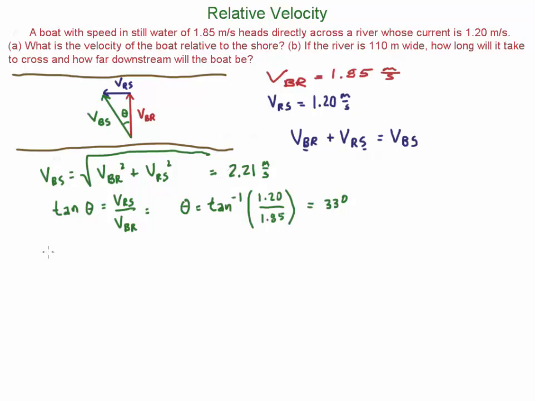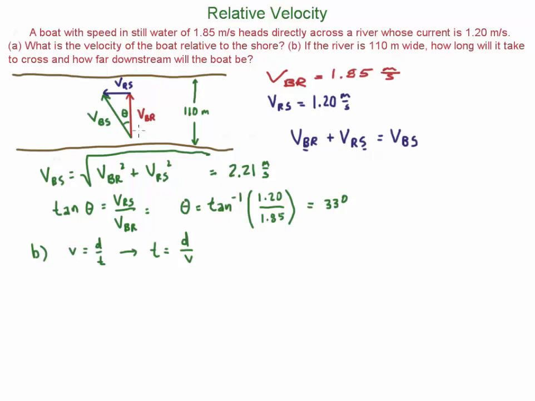All right, now for part B, if the river's 110 meters wide, how long will it take to cross? That means that this dimension from here to here is this big. And if I think of speed equals distance over time, I'm going to just write v equals distance over time. That means that the time it's going to take is going to be the distance over the speed. Question is, which speed do we use? I got 3 speeds here.